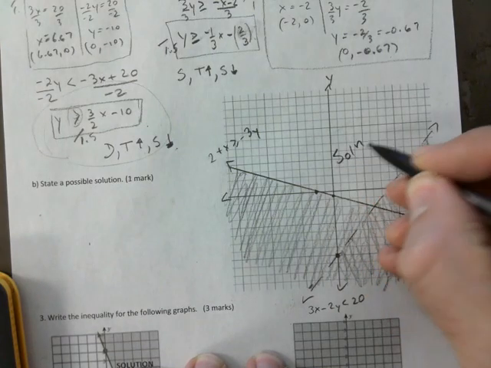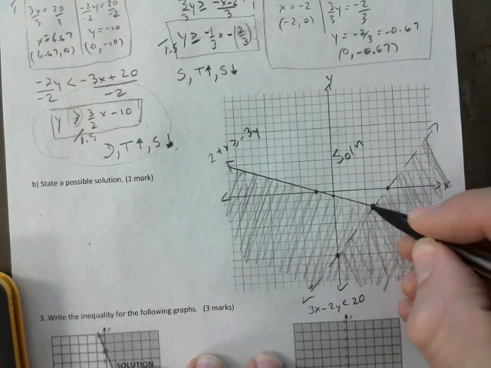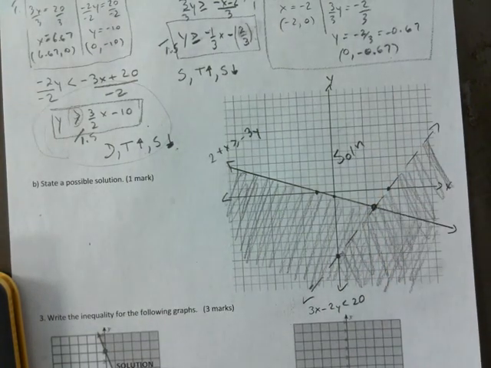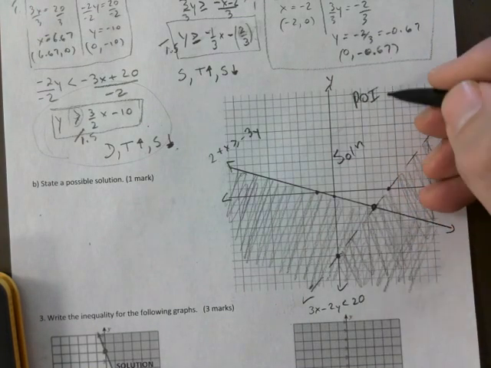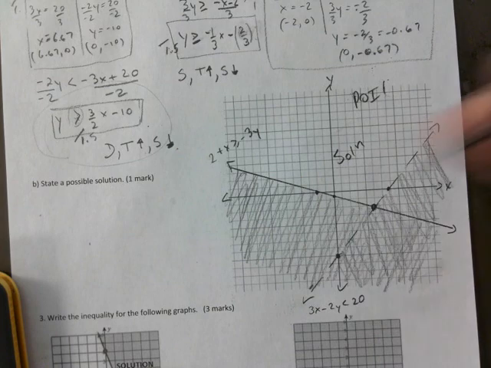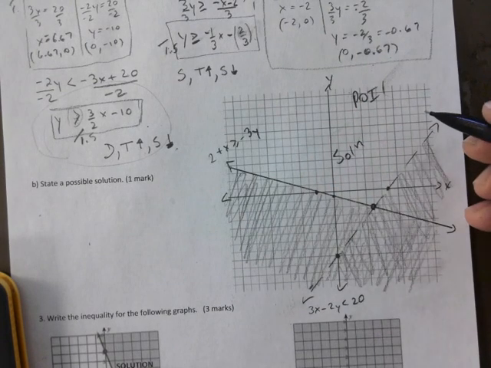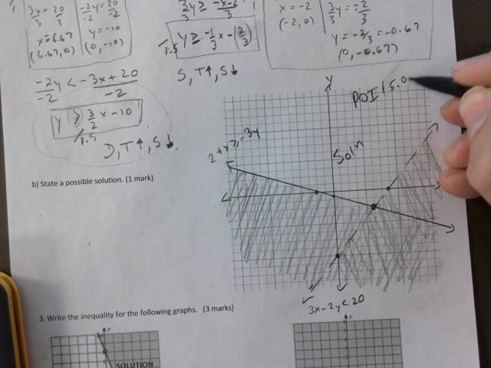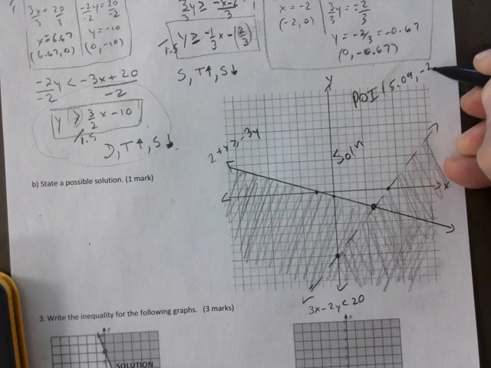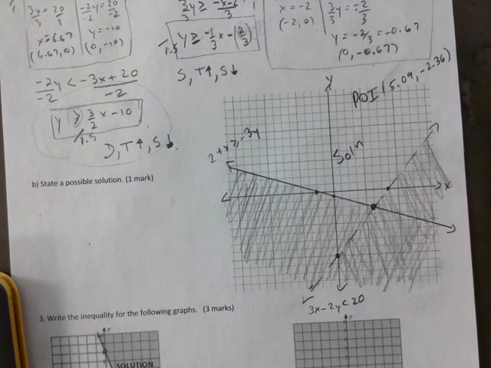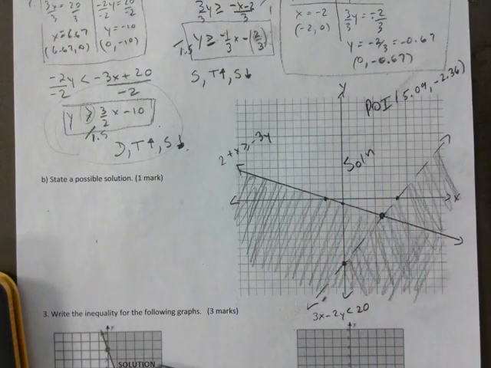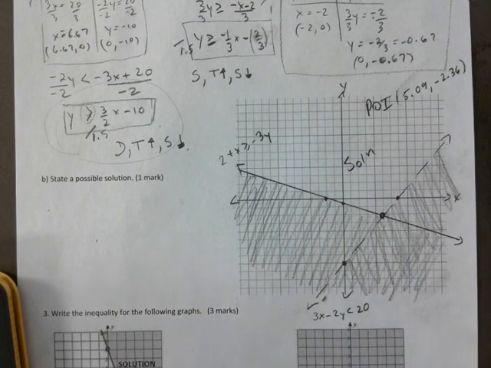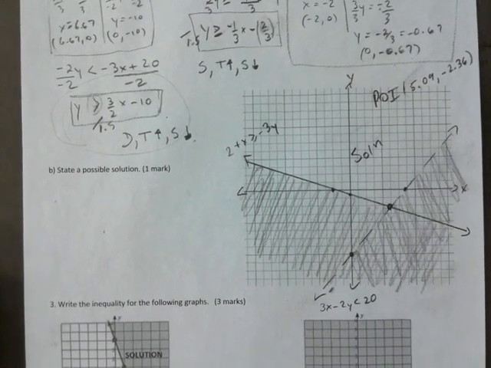Solution. The POI is going to be determined right here. And I'm just going to give you what the answer is there. The POI is 5.09, negative 2.36. And of course, if you put in negative 0.67, it's going to be slightly different. Don't worry about it today. Okay? If it's close, it's good. Close enough is good enough today.